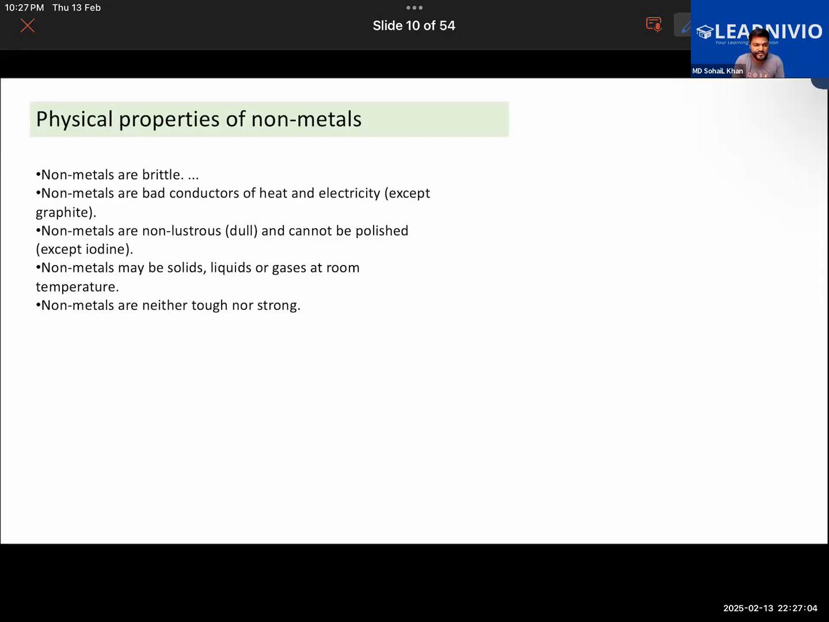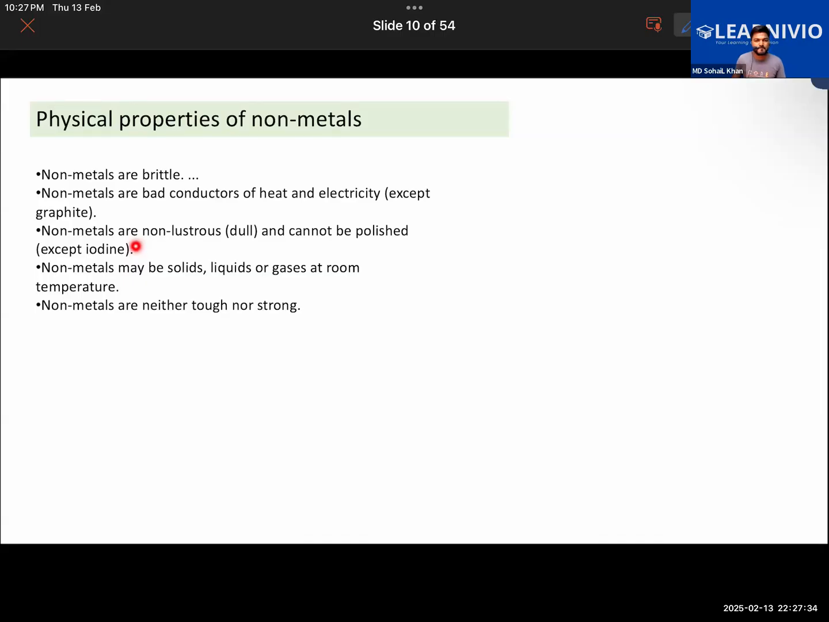About physical properties of non-metals, they are brittle. Brittle means that they can break into tiny pieces. They are bad conductors of heat and electricity. Exception is graphite. They are non-lustrous and cannot be polished, but here again we have the exception of iodine. So generally non-metals are non-lustrous. They are poor conductors of heat and electricity. Also, they are less hard and less strong in comparison to the metals.